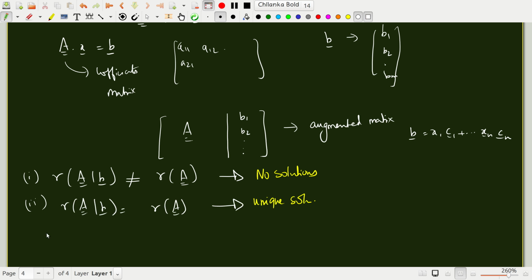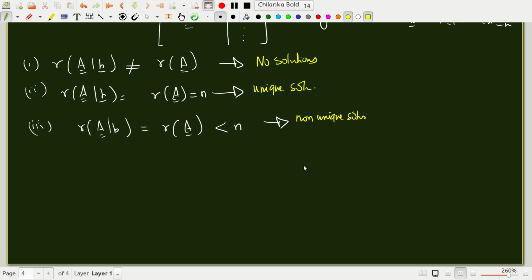Okay, now if rank of AB is equal to rank of A is equal to n, the number of unknowns, then you have a unique solution. If rank of AB, the augmented matrix, is the same as rank of the coefficient matrix, but it is less than n, then you have the case of non-unique solutions. Okay, these are the conditions for finding when you have unique solutions, non-unique solutions, or no solutions.